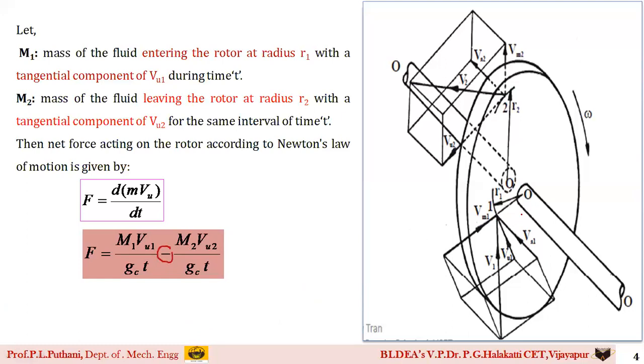Because the mass which is entering the system is considered as positive, whereas the mass component of the fluid which is leaving the system is considered as negative. That is the reason we write it as M1 Vu1 by Gc t minus M2 Vu2 by Gc t. As it is leaving the system, the component becomes negative, that is minus. That is the reason we write it here symbolically as minus.